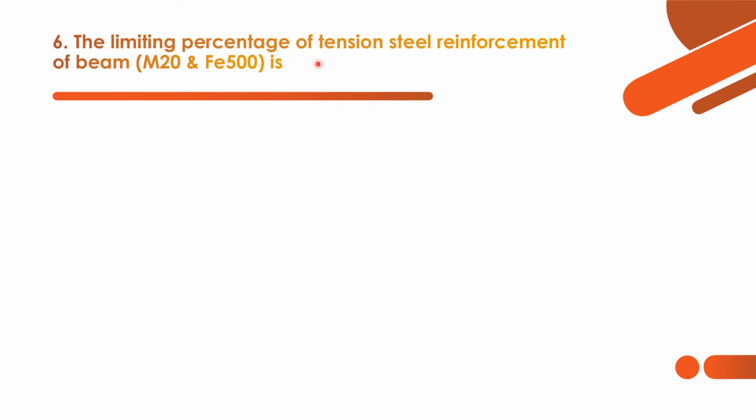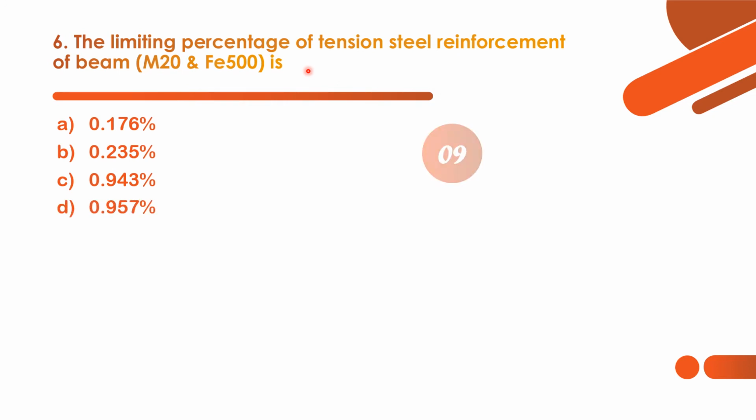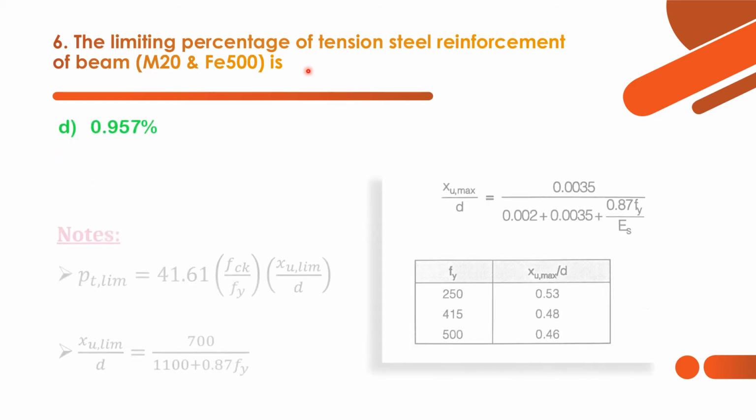The limiting percentage of tension steel reinforcement of a beam having M20 grade of concrete and Fe 500 grade of steel is. So what is the maximum percentage of tension steel reinforcement that has to be provided in a beam section which has M20 grade of concrete and Fe 500 grade of steel as tension reinforcement? What is the limiting or the PT limit value? Here the answer is option D, 0.957%.